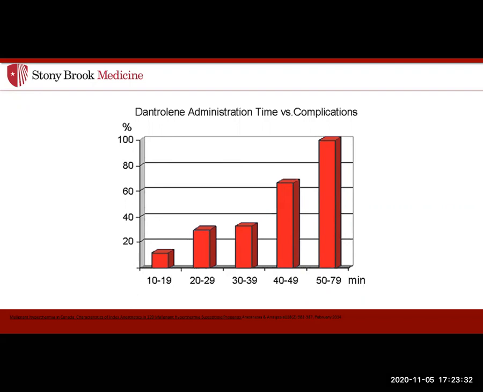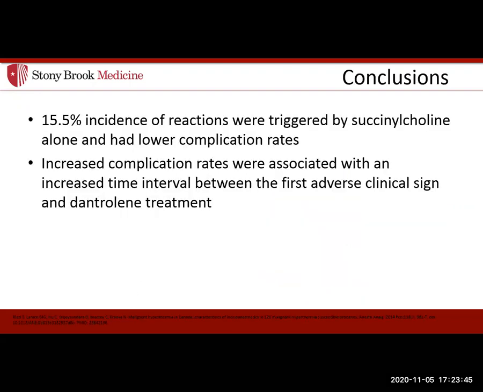And because it is so rapidly evolving, it's important to know the triggers and what to look out for in patients who are having an MH crisis. So just to review what was found in this study, there was, again, a 15.5% incidence of reactions of MH that were triggered by succinylcholine. But most importantly, the increased complication rates were associated with an increased time interval between the first adverse clinical sign and dantrolene treatment. So this study really emphasized the need for early diagnosis and rapid administration of our treatment agent in patients who are experiencing MH crises post-anesthetics.